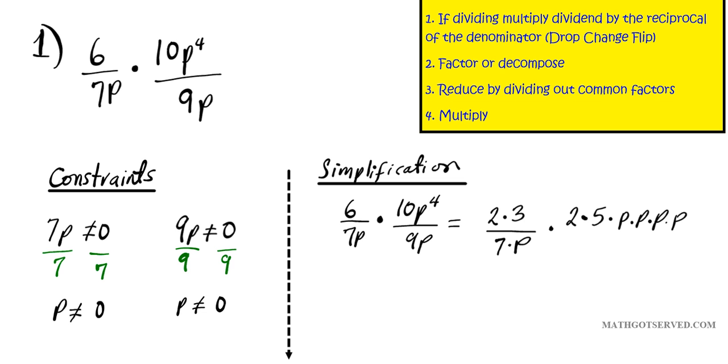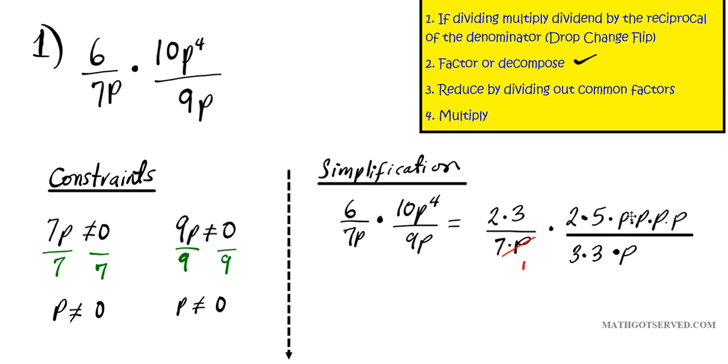You have 4 copies of p. That is what p to the 4th is in decomposed form. 9p can be decomposed into 3 times 3 times p. All right, so now we've decomposed. Next thing we're going to do is reduce by dividing out common factors from the numerator and denominator. Remember when you're dividing out, you can only divide downwards or across. You can divide horizontally, left, right. So let's see what I can divide out here.